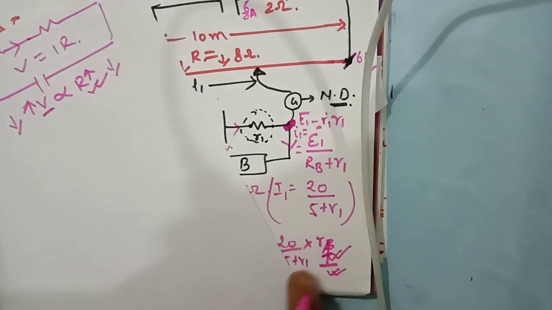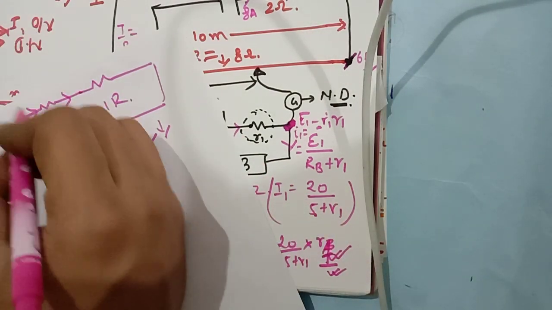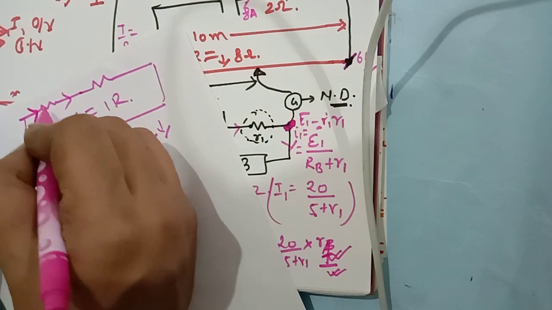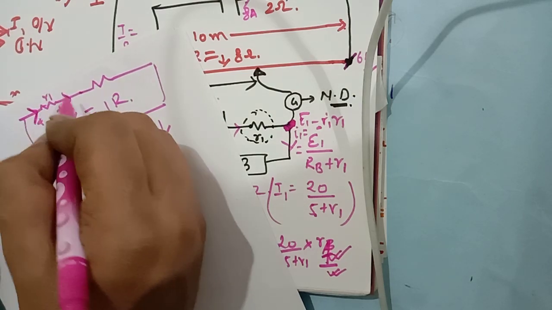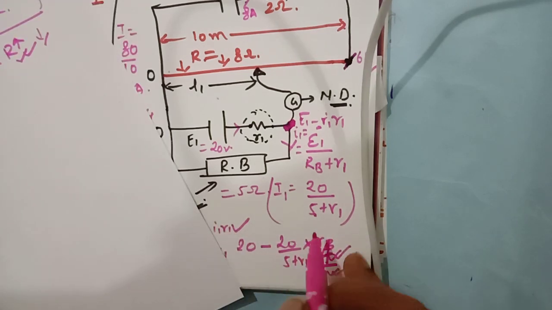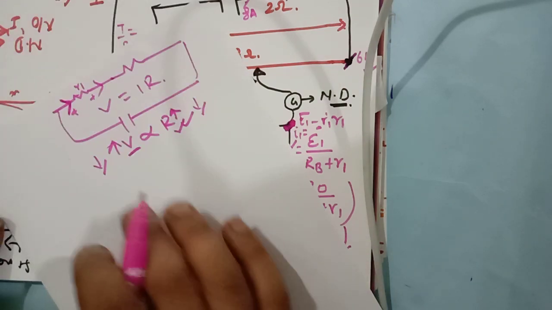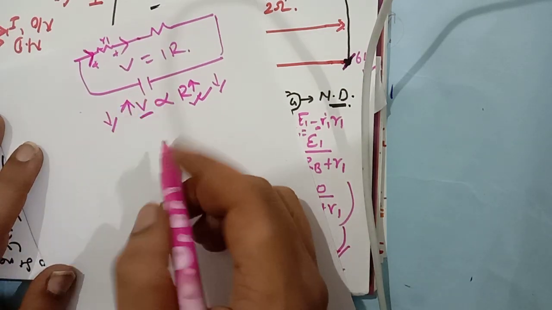So if I is going here, what will be the voltage drop across R1? It will be I into R1. That is what I have written. It should be I into R1, right? It should not be R into RB. Why was I confusing it with RB?